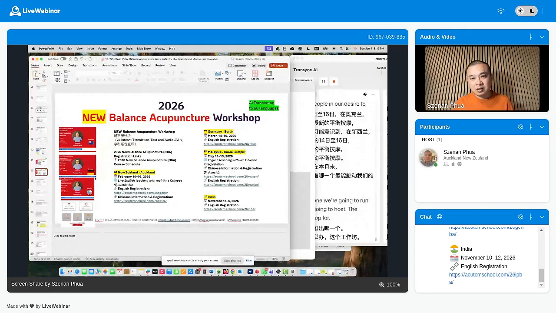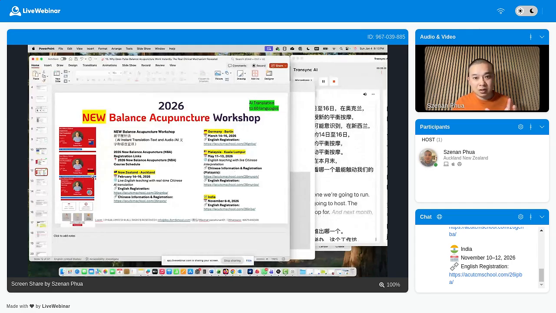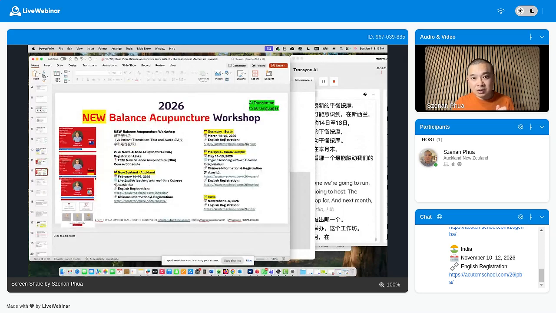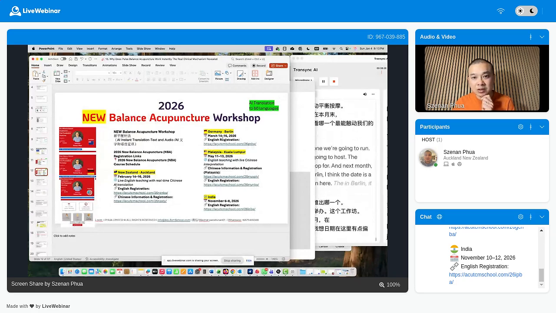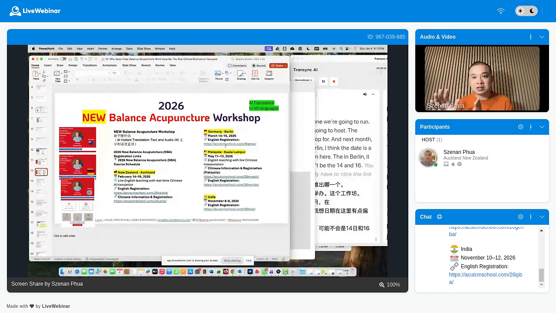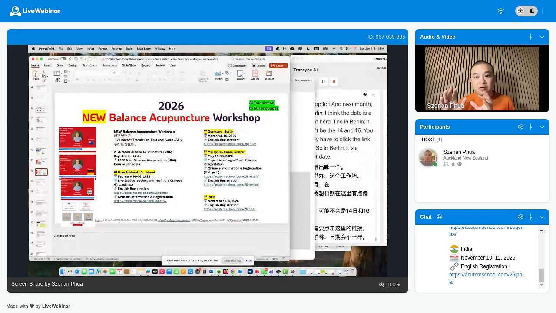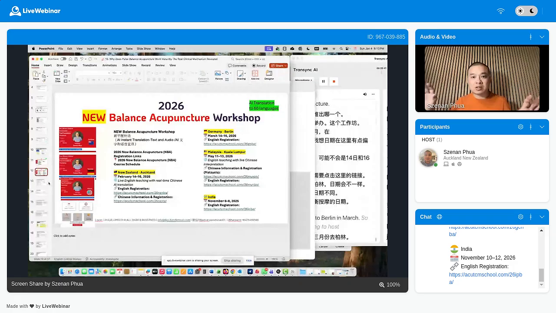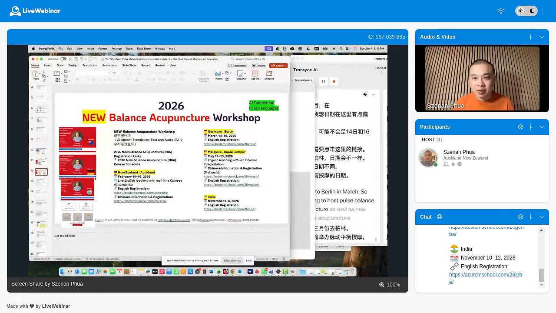And next month in Berlin, I think the date is a bit off here. In Berlin, it wouldn't be the 14 and 16. You probably have to click the link here. So in Berlin, it's a different date for New Balance Acupuncture. I go to Berlin in March, so I'm going to host Pulse Balance Acupuncture as well as New Balance Acupuncture. Both.